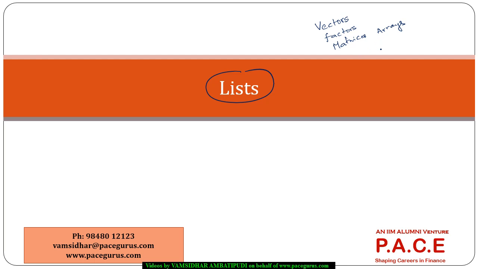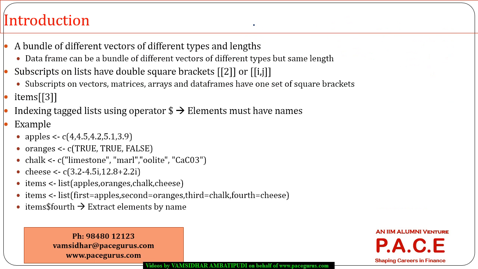In the later sessions, I would also be talking in depth about the data frame, though we have touched upon the data frame earlier, but I will be talking about data frames also at a later point. List is one more major data type that we see in R. It's nothing but a bundle of different vectors.